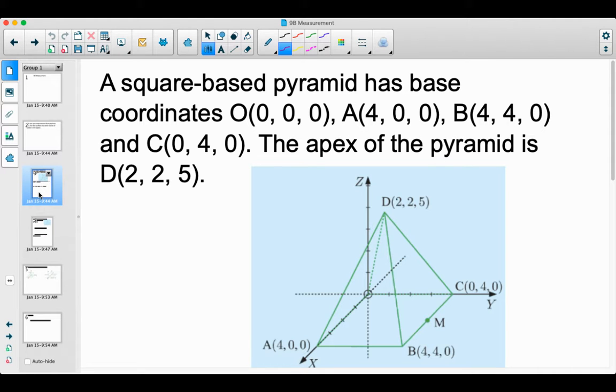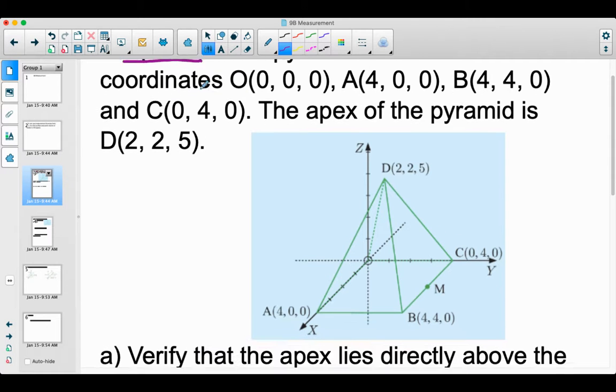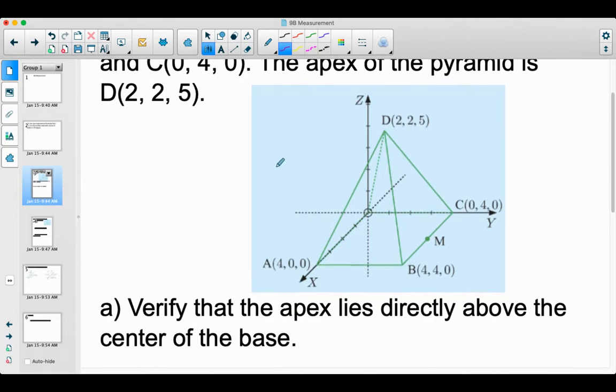A square base, so that's important, it's a square. We know that all four sides of the base are going to be the same. It has the following coordinates, and the apex of the pyramid is at D, which is at (2, 2, 5). So it says verify the apex lies directly above the center of the base.